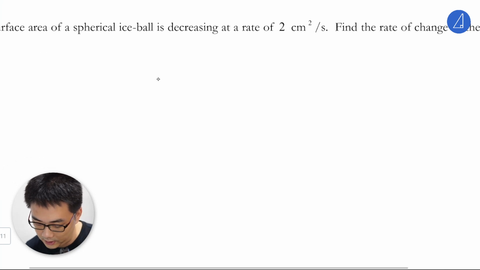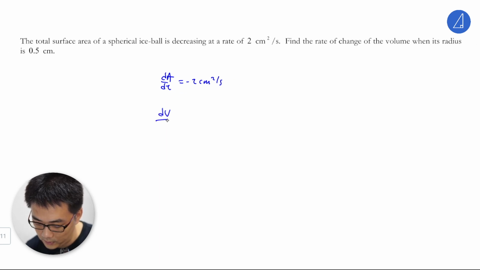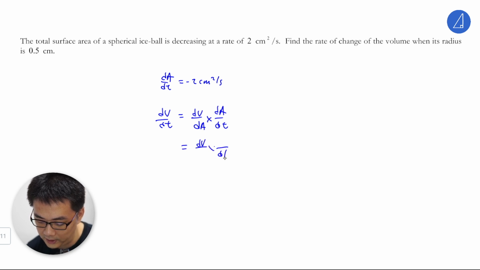Total surface area is decreasing at this rate, so dA/dt is decreased to minus 2 cm² per second. So the rate of change of volume is dV/dt. So you need to put dA here, but we usually don't find volume in terms of A, so we just split it again. Then this is dA/dt. So in this case, this is dr, this is dr.